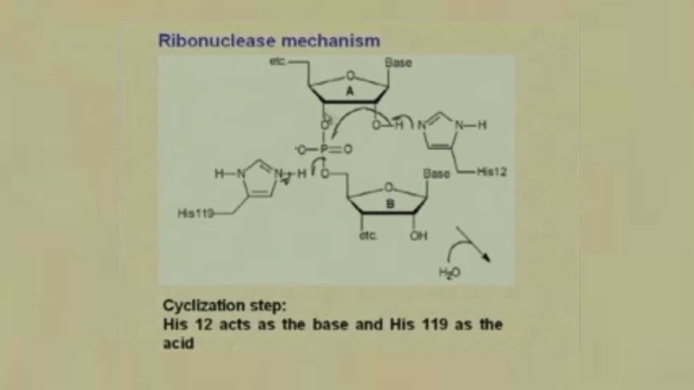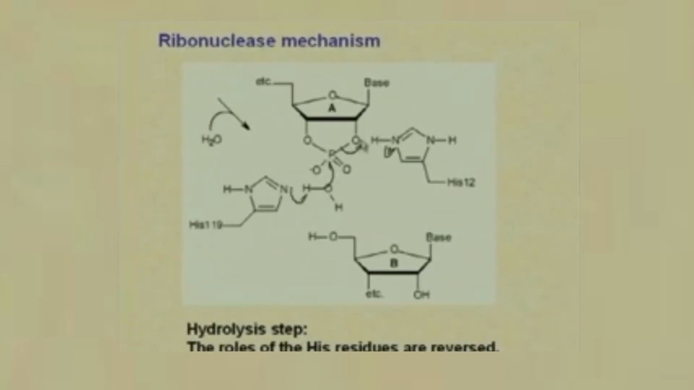In the event, what happens is that a cyclic phosphate intermediate is formed, and this H, on the O that forms here, is abstracted from histidine 119 in what is called the cyclization step, and histidine 119 acts as the acid, where histidine 12 has acted as the base. In the next step, so this is the cyclic part that is formed. You have to remember that this H came from histidine 119. In the previous slide, what did we see? This H was picked up from histidine 119 because histidine 119 acted as the acid.